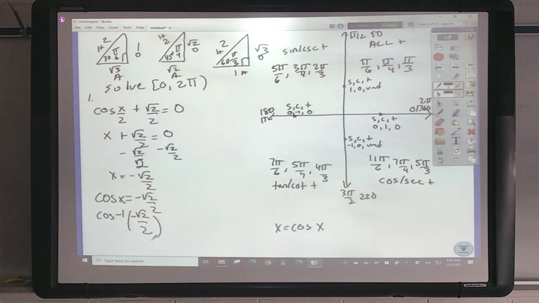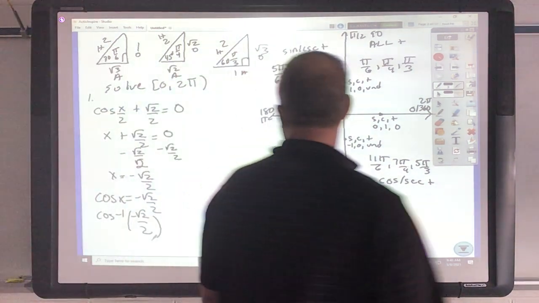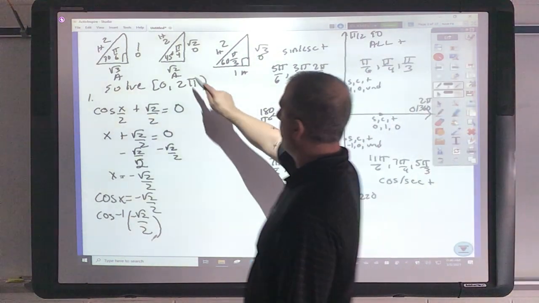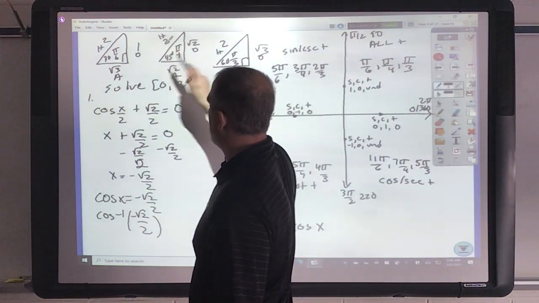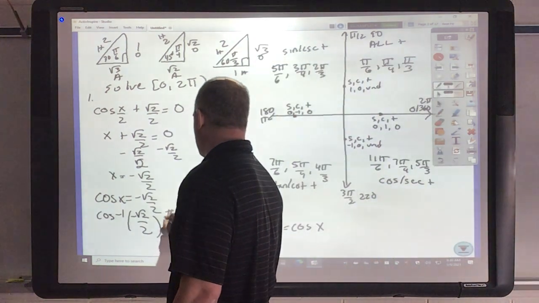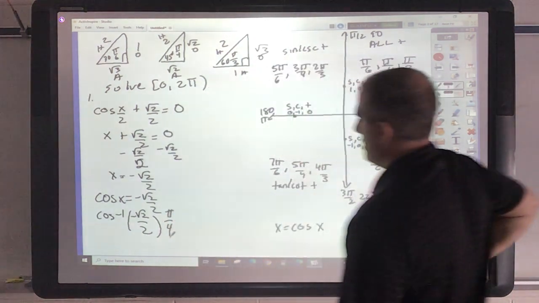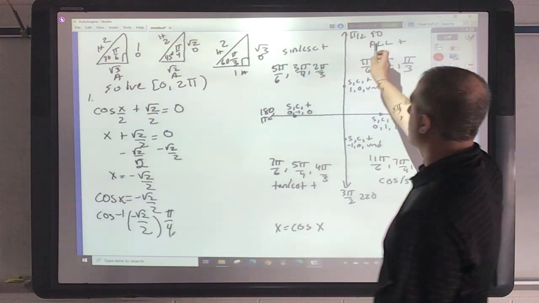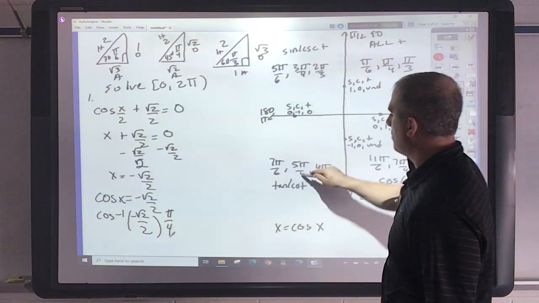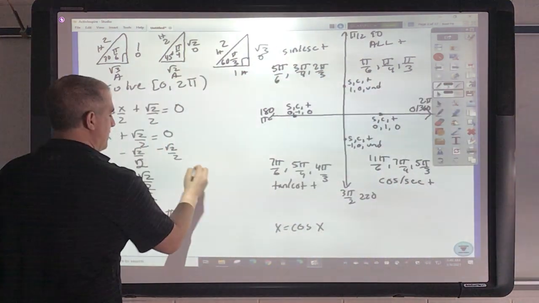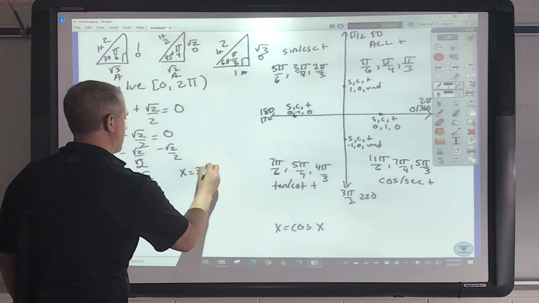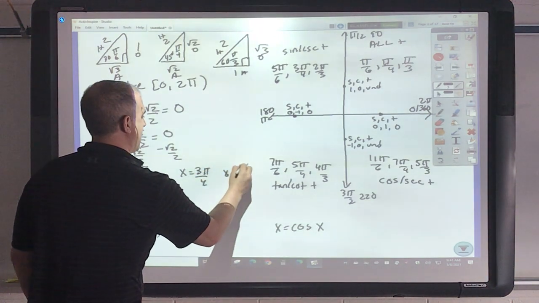Okay, so where will the values be negative square root of 2 over 2? Well, that's clearly going to be something involving this one because that's the only one that has square root of 2 over 2. So that would be the pi over 4 triangle. Now, since we have a negative cosine, where is cosine negative? Cosine would be negative here and here. So I would be looking at the answers of 3/4 pi and the answer of 5/4 pi.